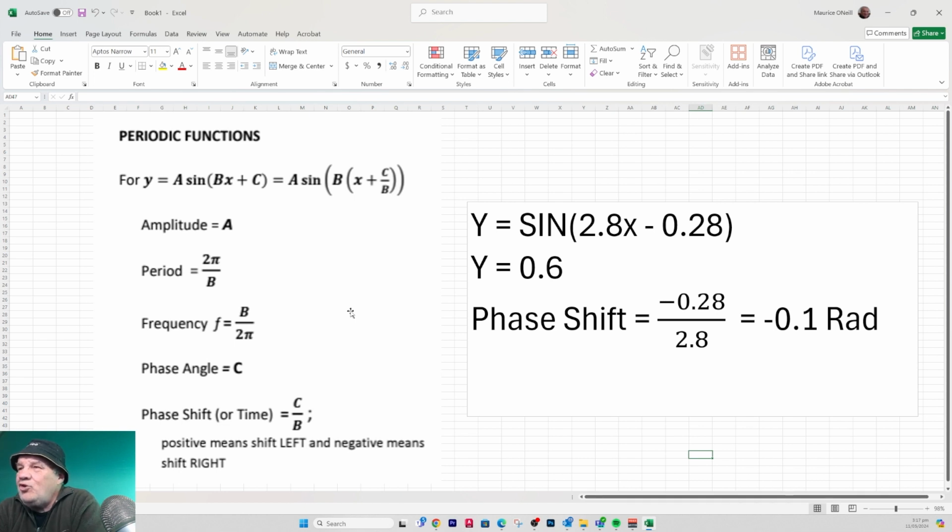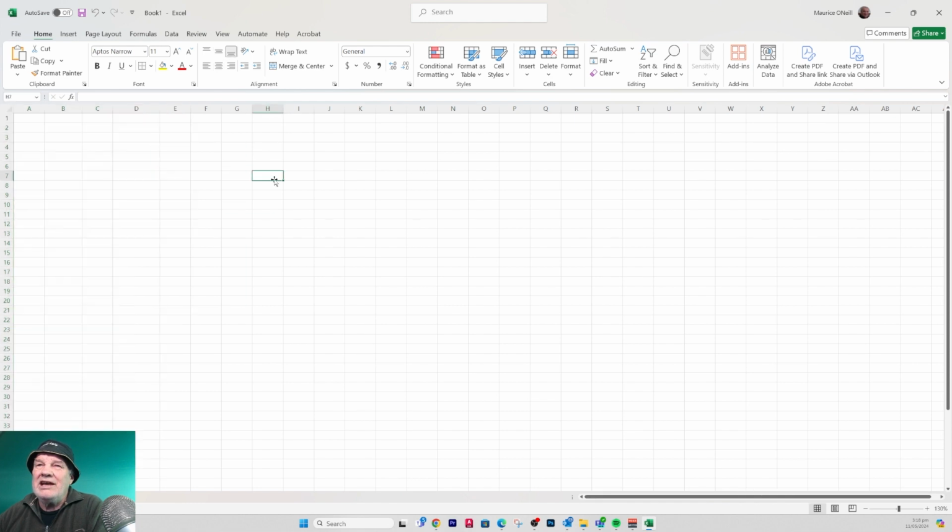So what we're going to do is plot y equals sine 2.8x. We'll plot y equals 0.6. And then we'll also plot y equals sine 2.8x minus 0.28, so that we will have two sine curves with a phase shift of 0.1, and then we're going to try and show it graphically. So first of all, let's get started, and we'll put our data in.